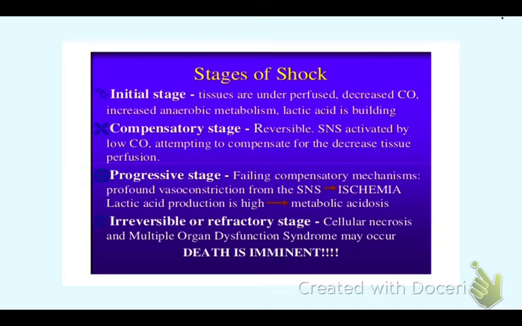And there's some other things, we get a release of aldosterone, a release of ADH. So this is our body's way of trying to compensate. But it can't do that forever, so then we'll start getting some failing compensatory mechanisms, and then you'll see this profound vasoconstriction because it's trying so hard, right? And ischemia can occur because lack of blood flow causes ischemia, right? Then we get this lactic acid that continues to build, and you get a metabolic acidosis.